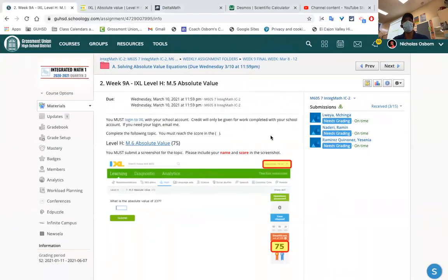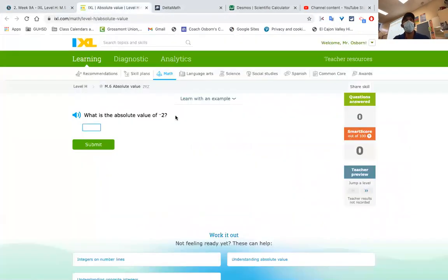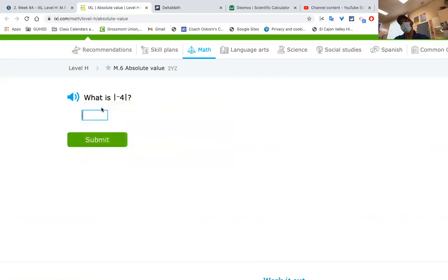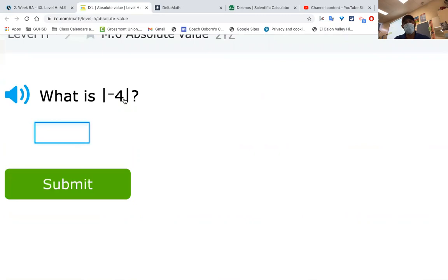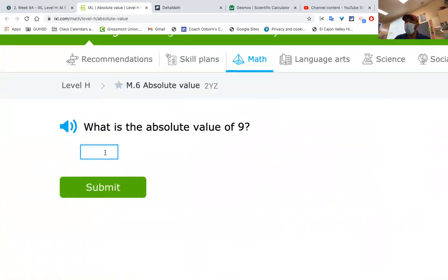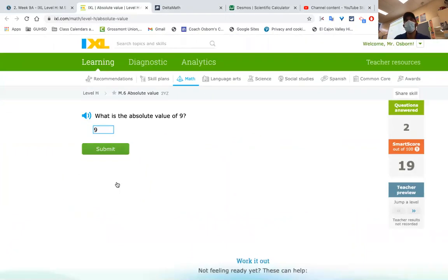All right, so first looking at the IXL assignment, you literally are just answering the question, what's the absolute value of the number? Well, absolute value of -2 is just +2. What's the absolute value of -4? Well, it's just 4. What's the absolute value of 9? What about +9? Well, it's still just 9. So really, you're just writing the number and putting the positive result. That's pretty much what this is about.